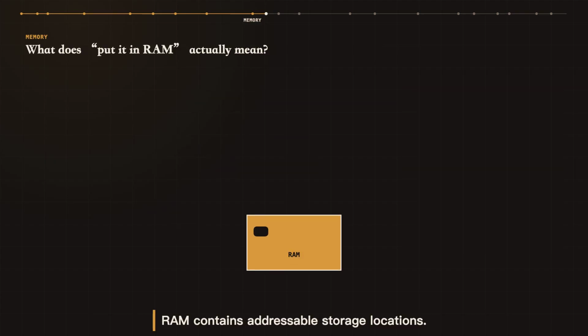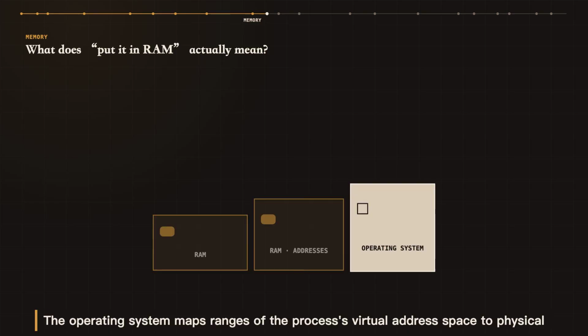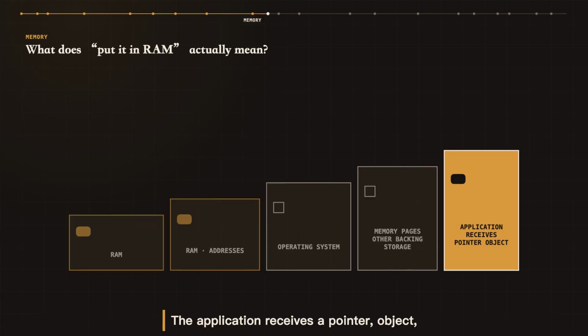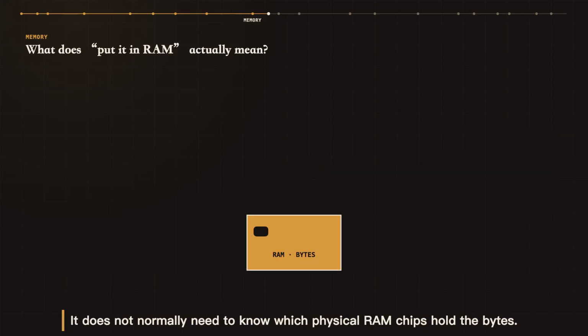RAM contains addressable storage locations. A process usually sees virtual addresses rather than raw physical RAM addresses. The operating system maps ranges of the process's virtual address space to physical memory pages or other backing storage. The application receives a pointer, object, or array view referring to its permitted address range. It does not normally need to know which physical RAM chips hold the bytes.